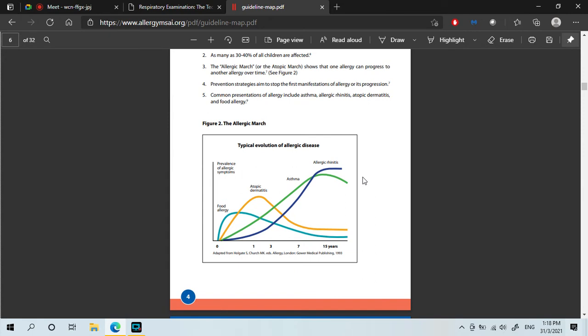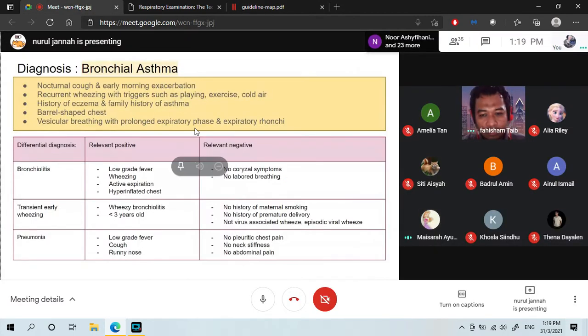Okay. Next is transient early wheezing. We put it here because for children younger than 3 years old, it is actually common. And also there is wheezy bronchiolitis. But for the relevant negatives, there is no history of maternal smoking during and after pregnancy, no history of premature delivery, and it is not virus associated with an episodic viral wheezing.